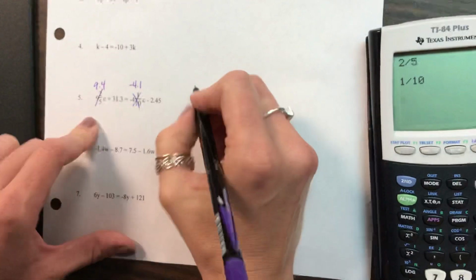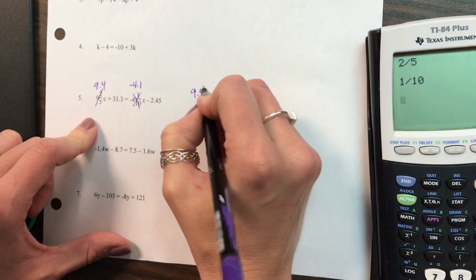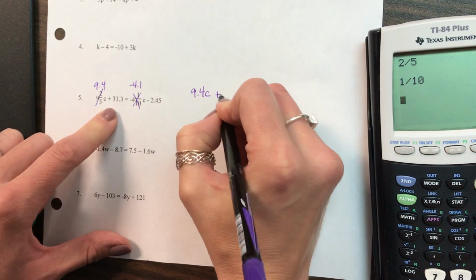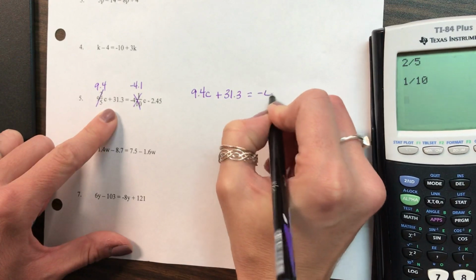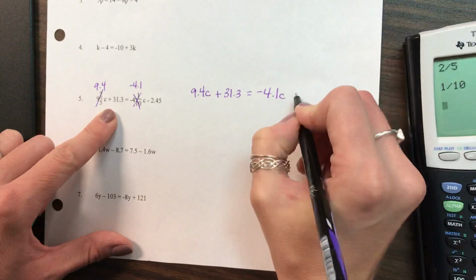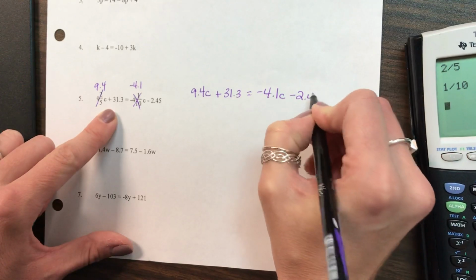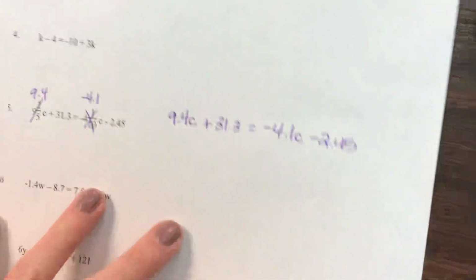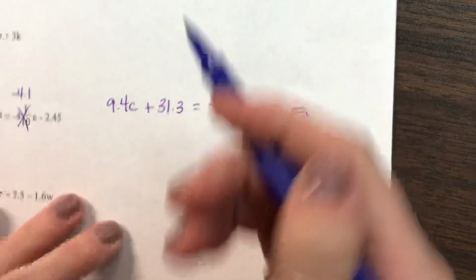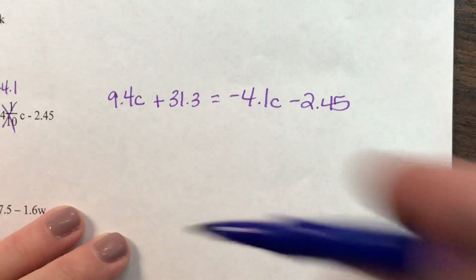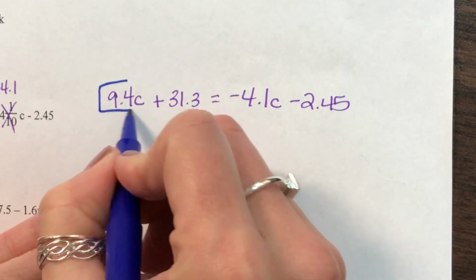Okay, so I'm going to rewrite this. So 9.4c plus 31.3 equals negative 4.1c minus 2.45. Yikes. Okay. So I'm going to put boxes around every number and the sign that comes before it.